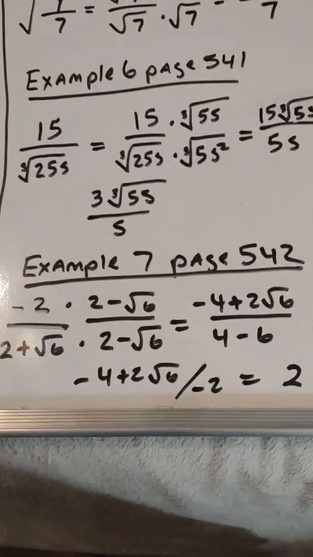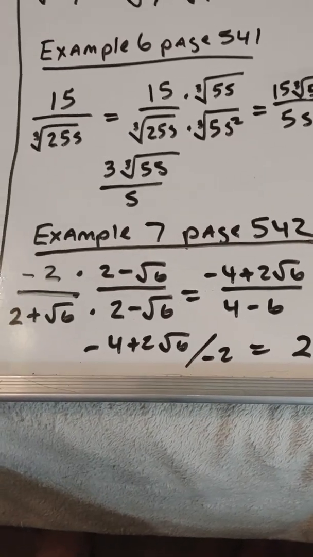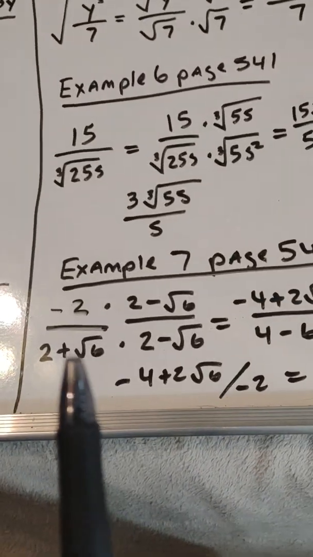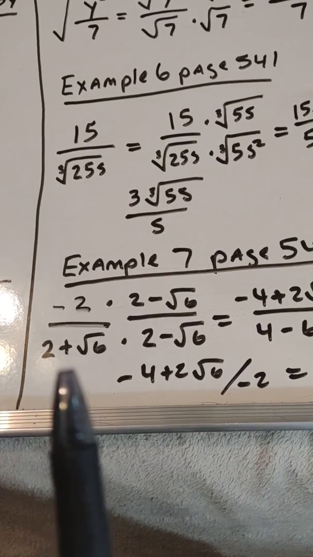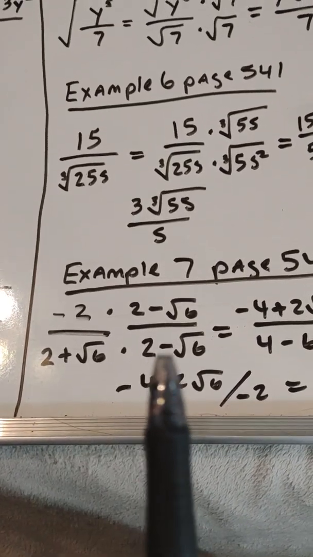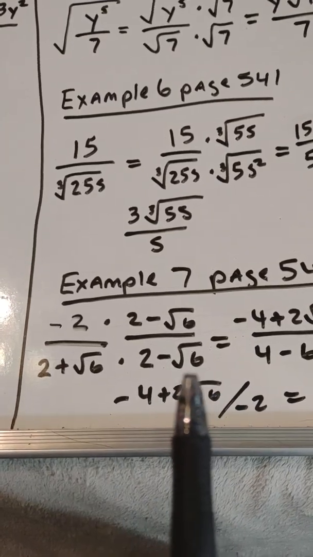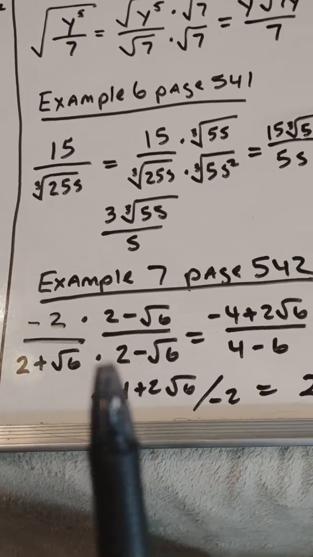The last concept we have here is called rationalizing the denominator by a conjugate. Now remember, a conjugate is nothing more than a difference of squares. So if I have 2 plus square root of 6, I'm going to multiply by 2 minus square root of 6. Same first term, opposite signs, same last term.